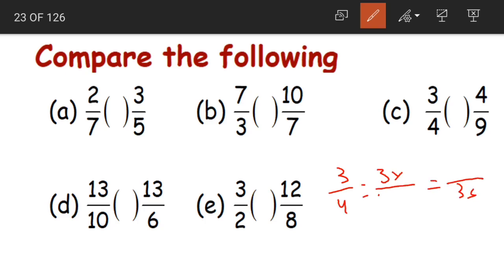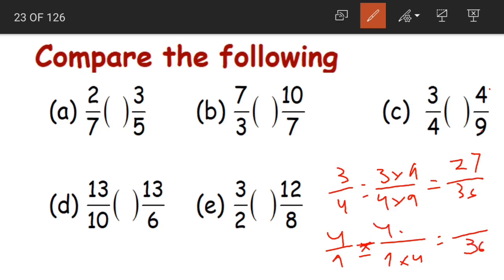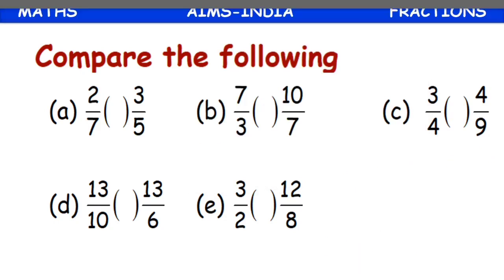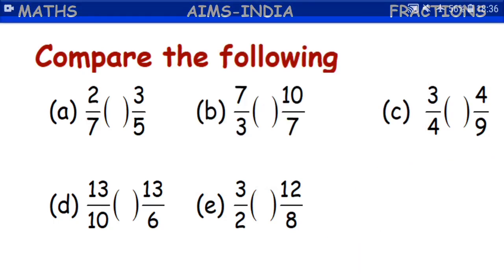So we have 4 9s are 36 and 3 9s are 27. What will 4 by 9 become children? We have 9 4s are 36. So 4 4s are 16. Now the like fractions are 27 by 36 and 16 by 36. Now which is the greater one? 27 is the greater number. So 3 by 4 is greater than 4 by 9. Okay. I hope you can solve questions D and E, right?